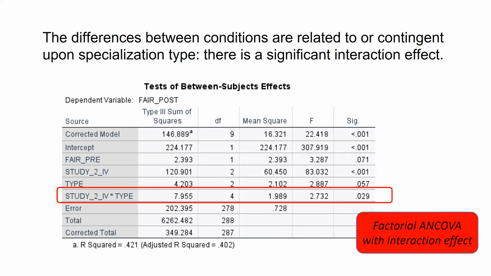And in the case of an interaction, the differences between conditions are related to or contingent upon specialization type. It's the significant interaction effect. It's when the effect of one predictor variable on the dependent variable is dependent on whatever group coincides with another factor. So for instance, treatment A only has a positive effect on a dependent variable when the sex of the participants is male.